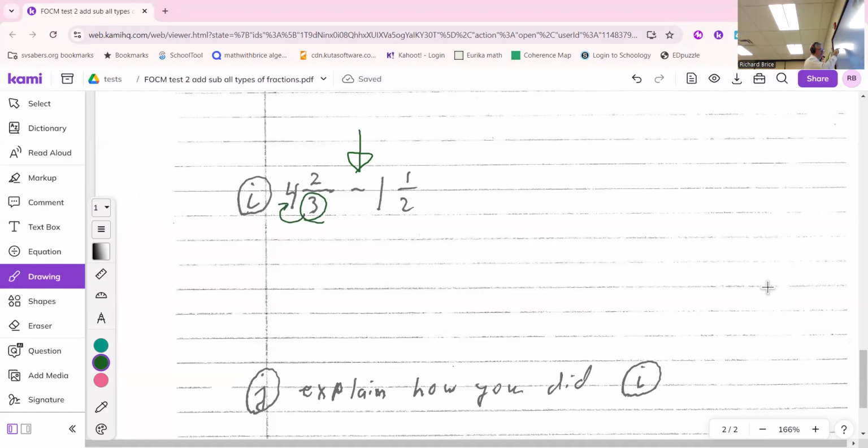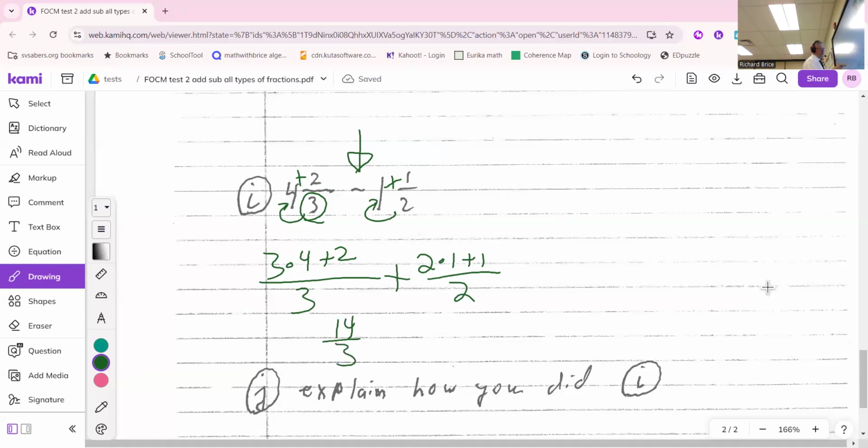3 times 4 plus 2, all over 3. The improper fraction. 2 times 1 plus 1. This is a horrible example for the second mixed number, but you can see it clearly with the first one. 3 times 4 is 12 plus 2 is 14 over 3. 2 times 1 is 2 plus 1 is 3.